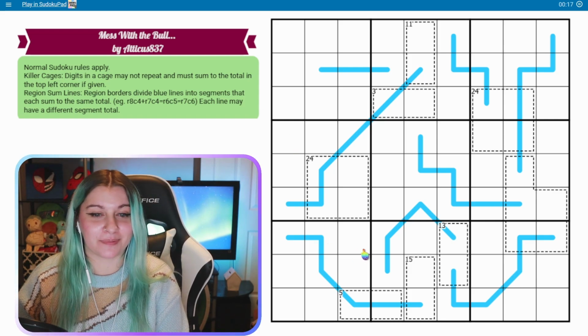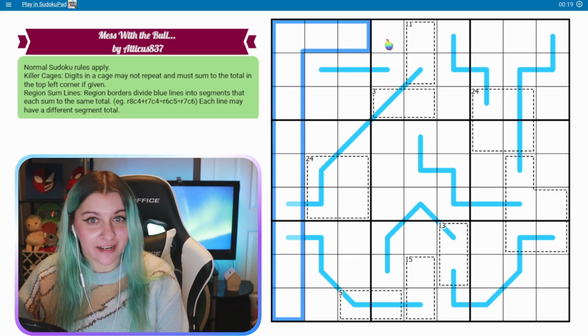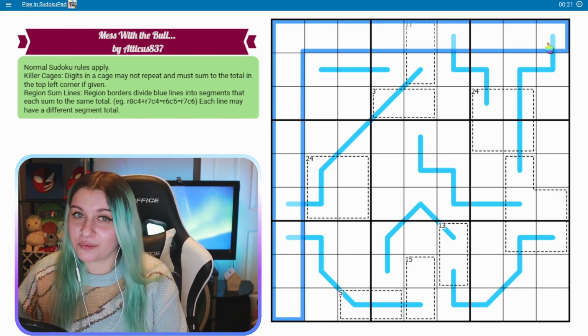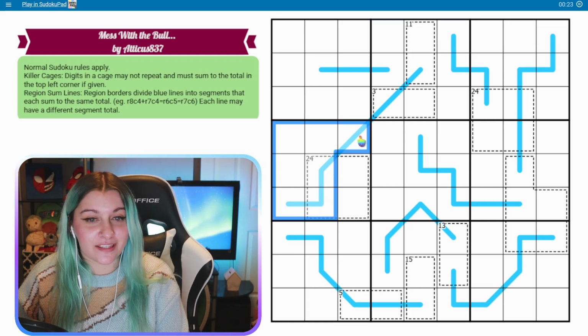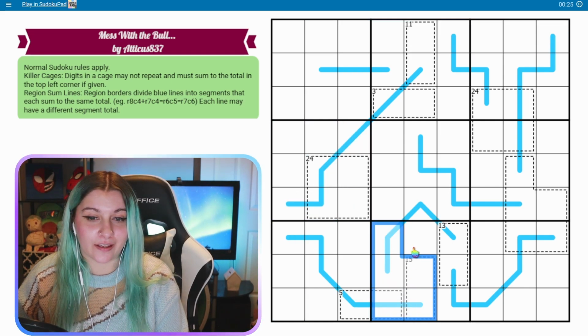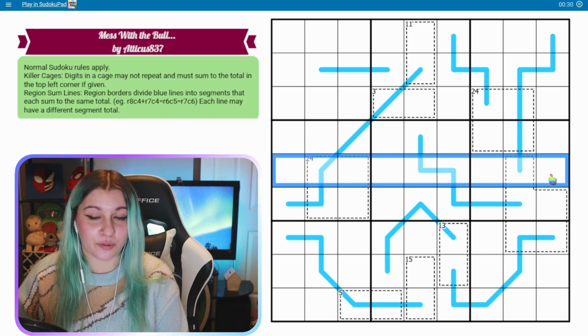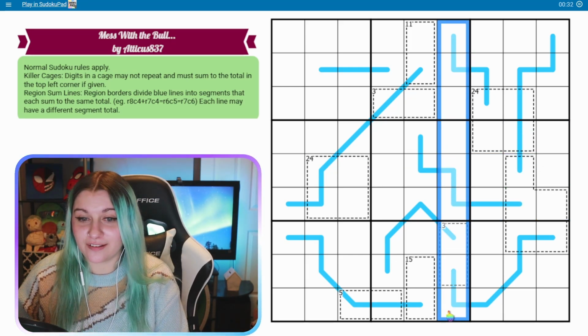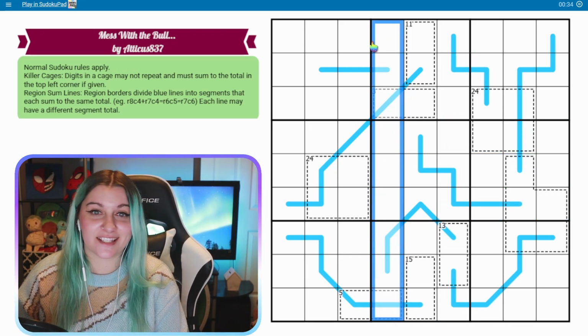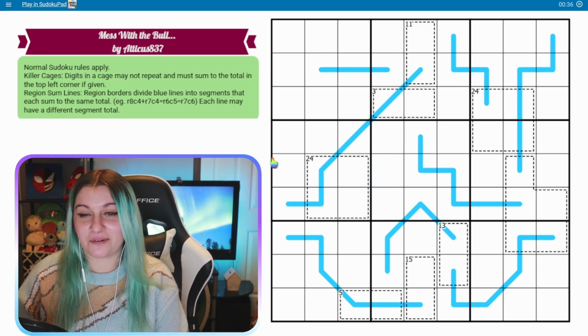Normal Sudoku rules apply. So we have a 9x9 grid, which means we're using the numbers 1 through 9 today. We're going to place those digits into the grid, once each in every one of these boxes, once each in every row, and once each in every column. We don't have any given digits today to help us out. We're going to have to figure out where they go.